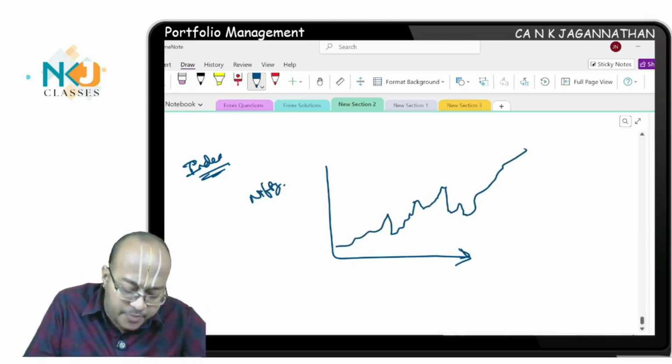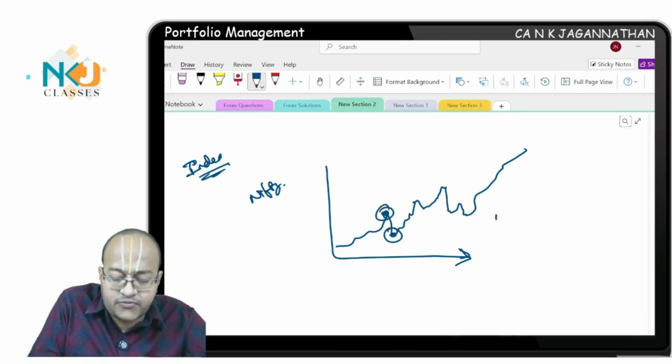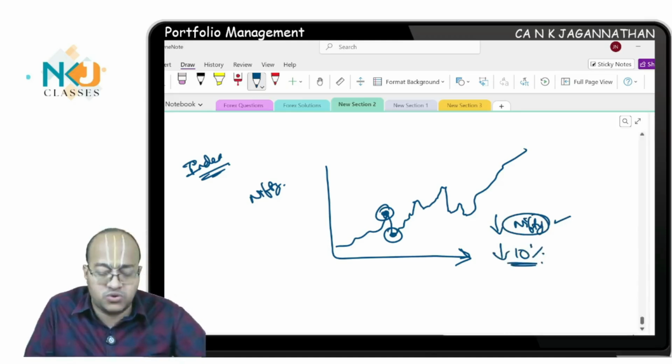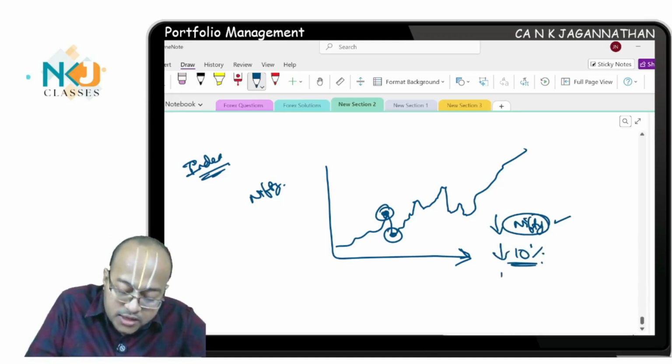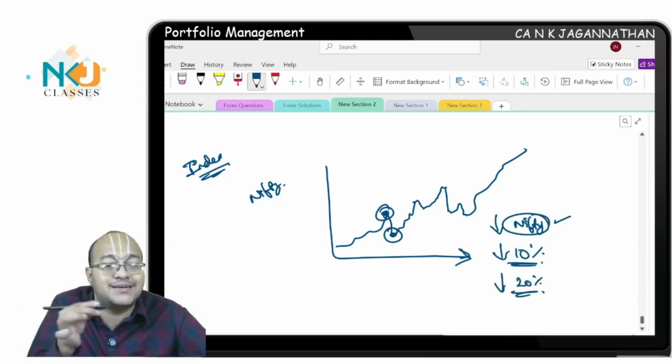Now see what happens. Say this year, this is the starting point, this is the ending point. Assume Nifty is down by 10%. It gave a negative return. Now the stock is falling by 20%. What is the change in return of the security?